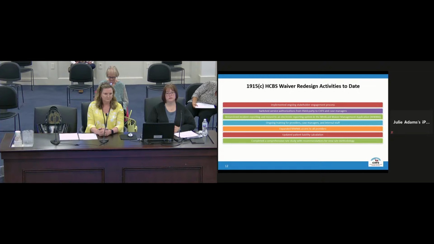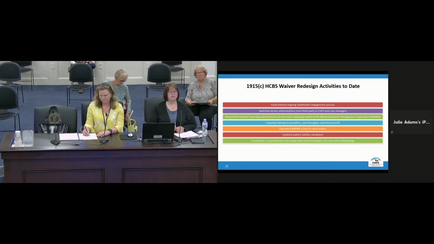We updated the patient liability calculation. Prior to this change, patient liability was calculated at 100% of the federal benefit rate, which ended up with members having a patient liability to access their waiver services from $1 up to some of them over $1,000. We updated that to 300% of that rate, and so now we have less than 20 individuals that actually have any patient liability to access waiver services.